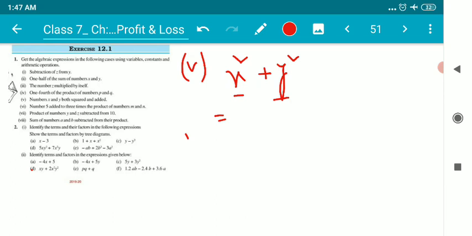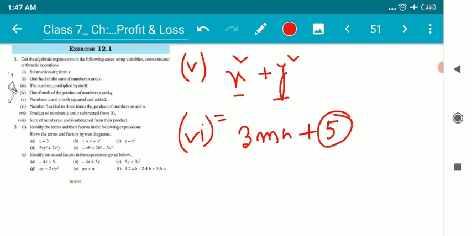Question number 6 is about the number 5 added to 3 times the product of the numbers m and n. 5 is added to 3 times the product of mn. 3 times of mn means 3mn, and 5 is to be added. So the product of mn is mn, 3 times of it is 3mn, and 5 is added. So the answer is 3mn plus 5.